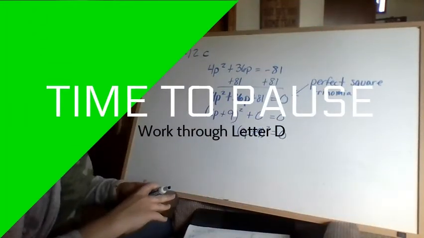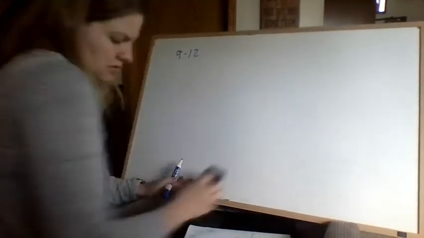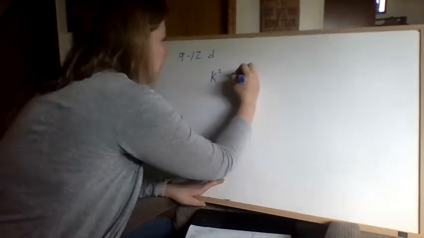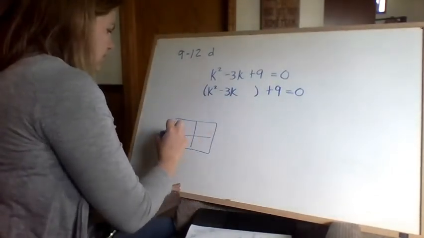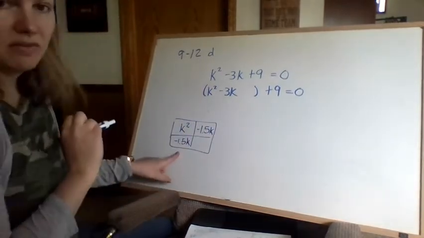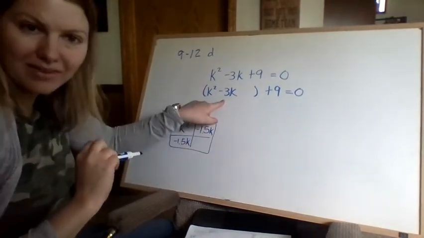Okay, on to letter D. The 1 1/2 k comes from half of negative 3k.